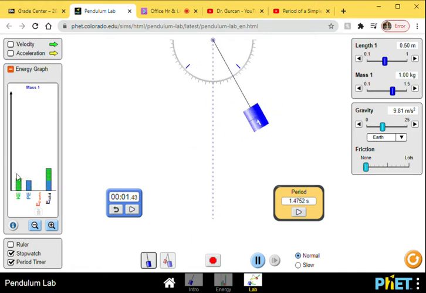Once again, the total energy, as you can see from the bar graph, is conserved while kinetic and potential energy is changing in an inverse proportional manner. But this is going to be a concept of next chapter.